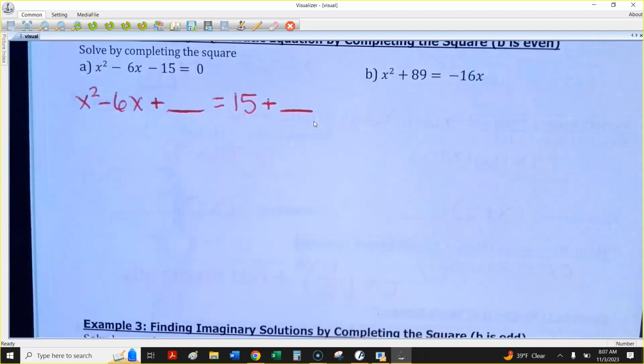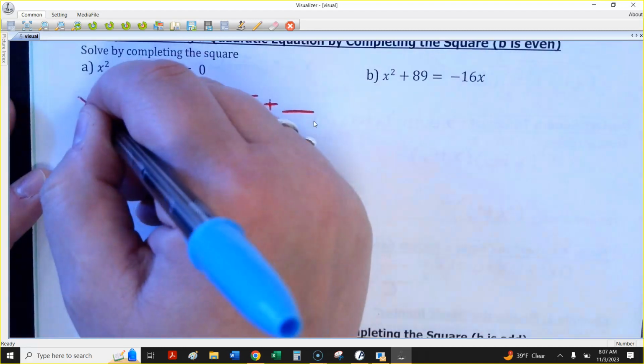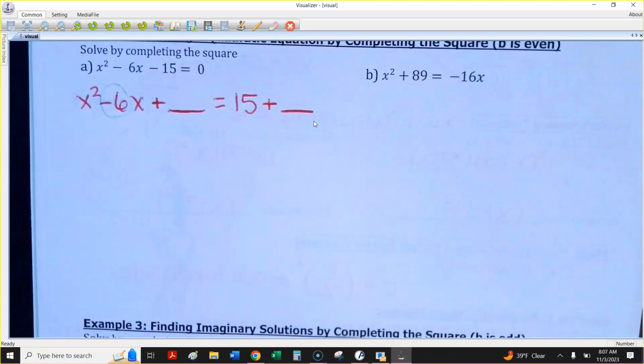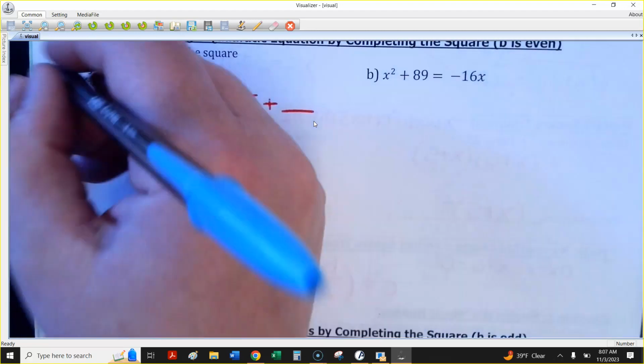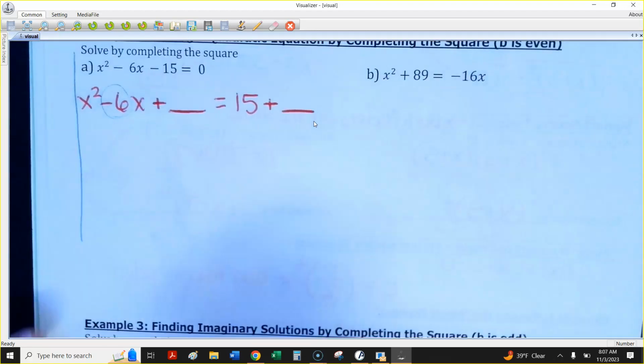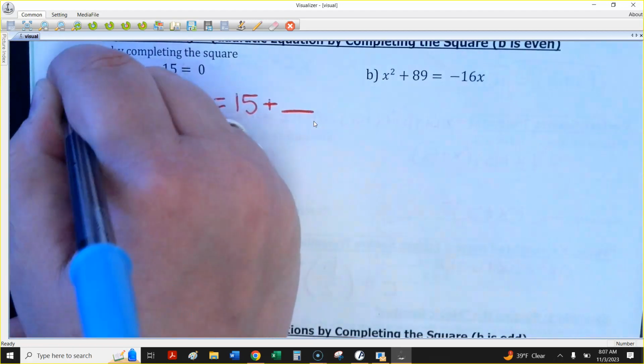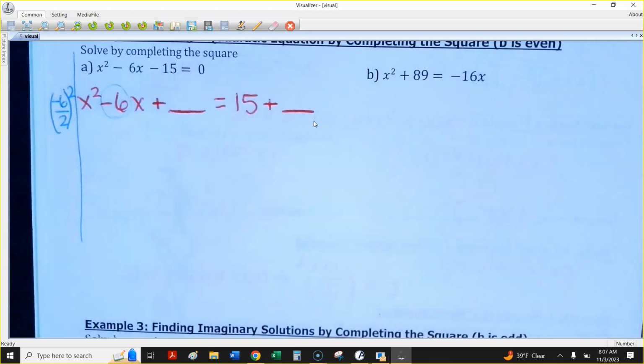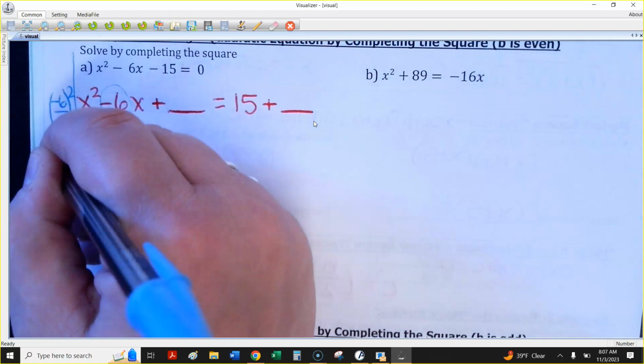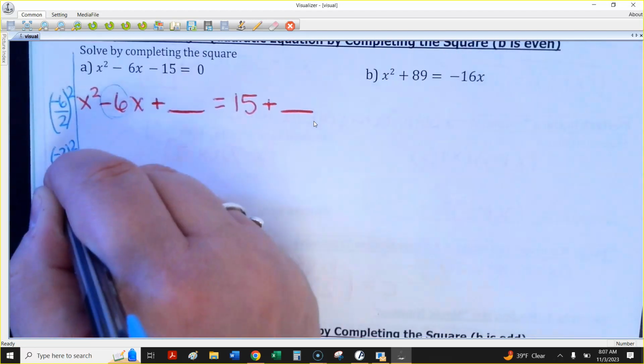Okay, all you're going to do, you're going to grab the b value. So it's negative 6 for this problem. So I'm just going to kind of come in the margin here. I'm going to take my b value. So I'm going to do negative 6 divided by 2, and we're going to square that to complete the square. So just b value divided by 2 squared. So that would be negative 3 squared, which would be 9.